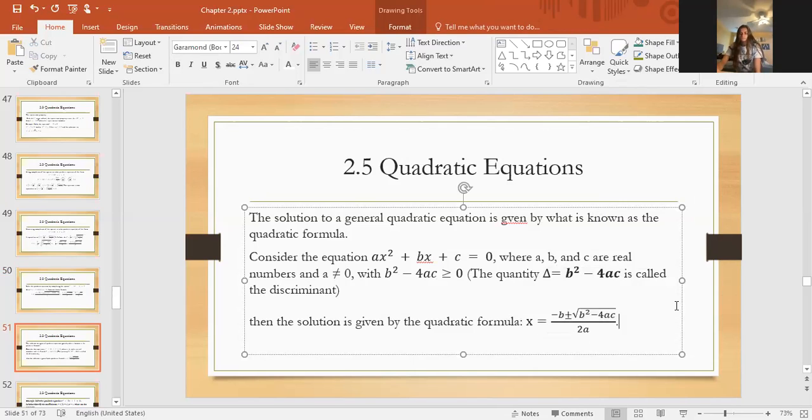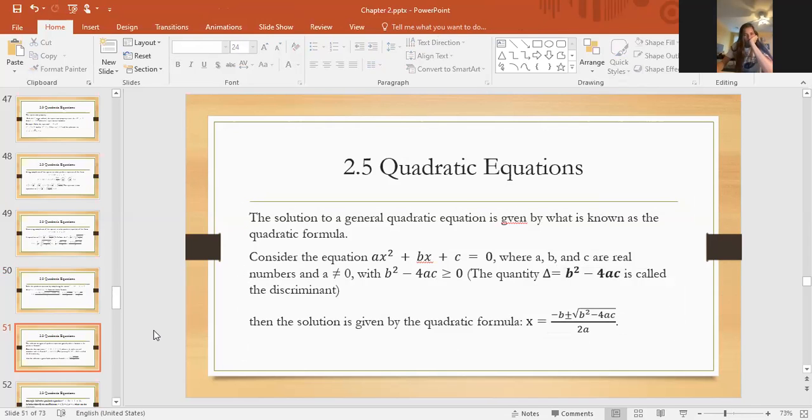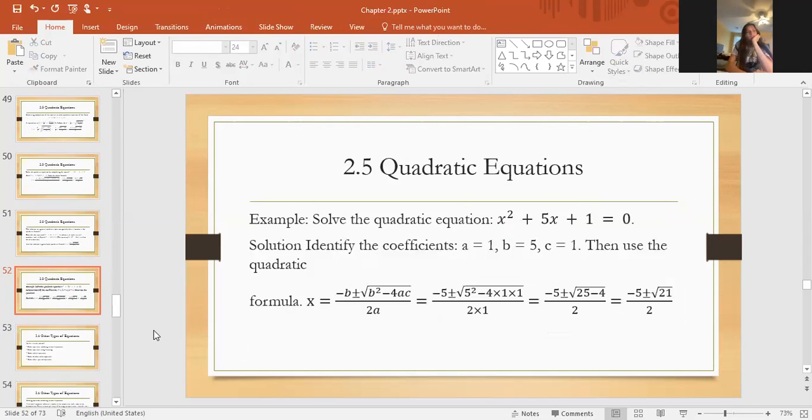With this method, you can solve all quadratic equations. If you don't want to waste your time using completion of the square or using factoring, you just use the quadratic formula. But I have given all of those methods to you so that you should know what it means.